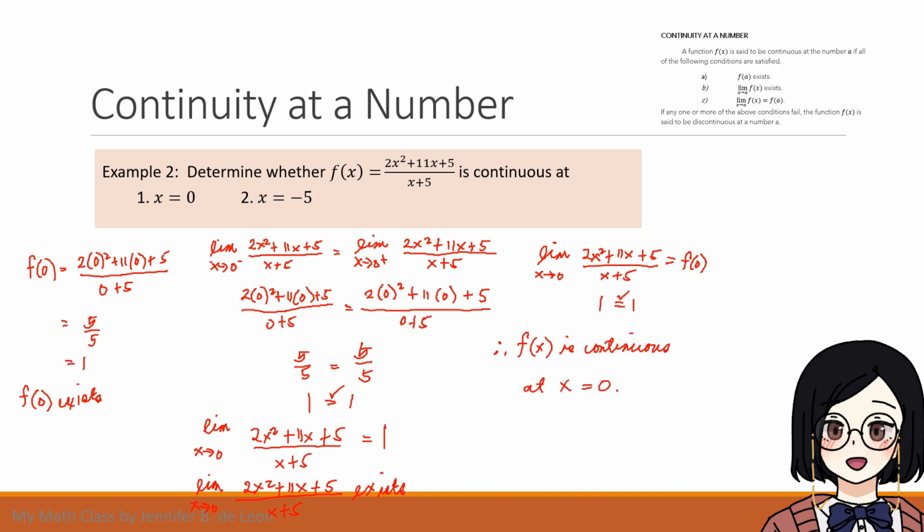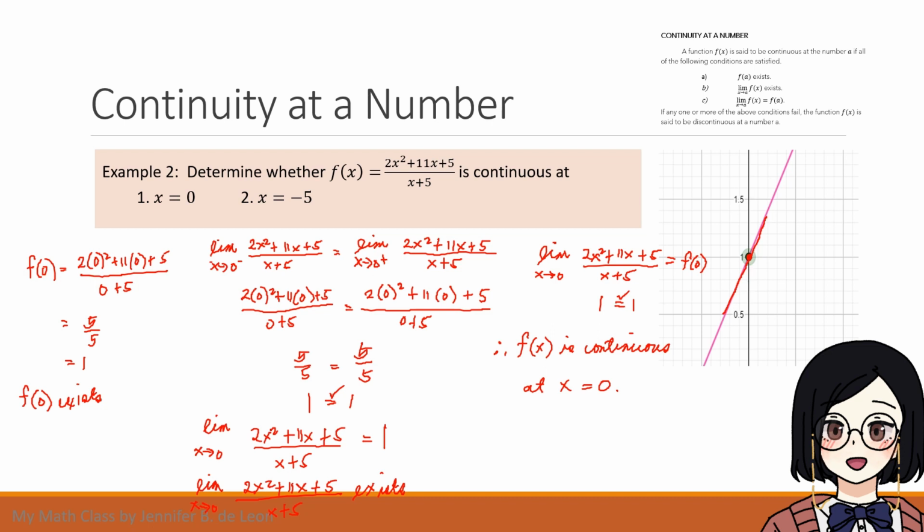Graphically, we support our answer that it's continuous. This is the point on the graph where x is equal to 0. Now, if we trace this graph, we can pass through this point continuously without lifting our pen.